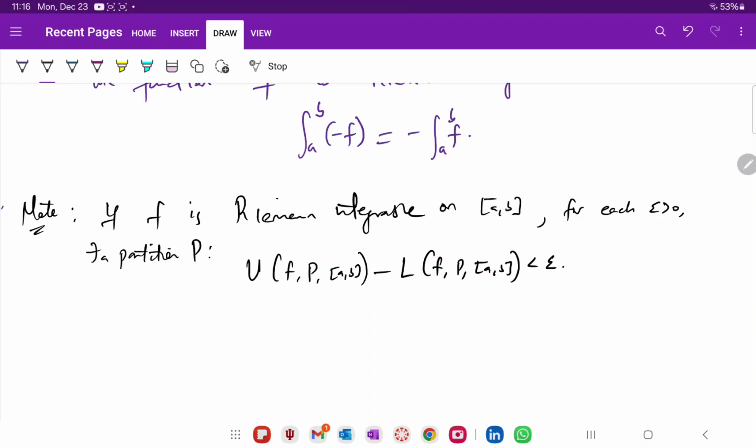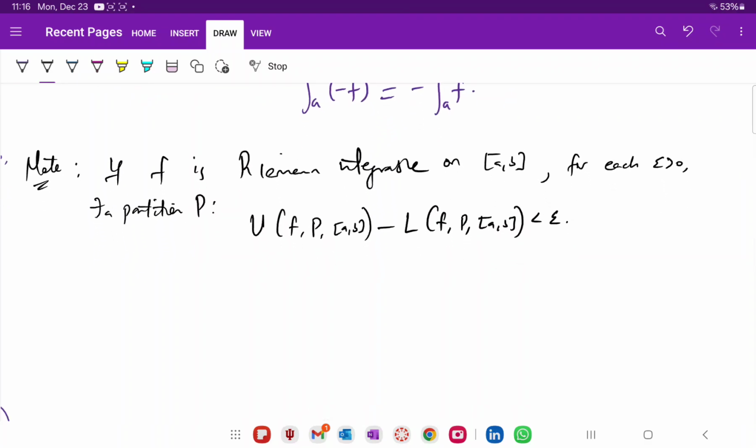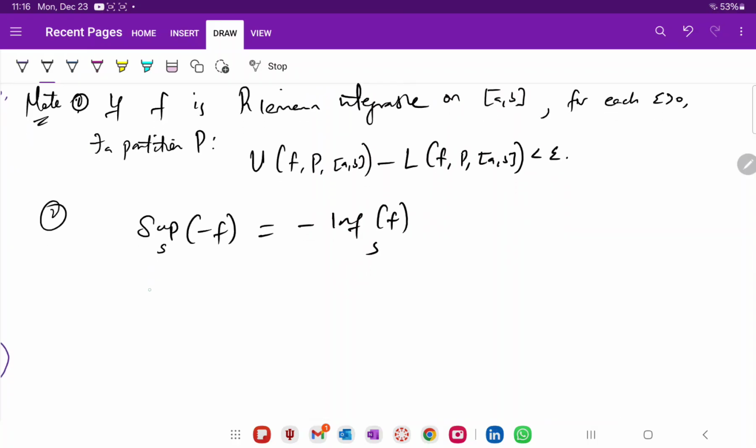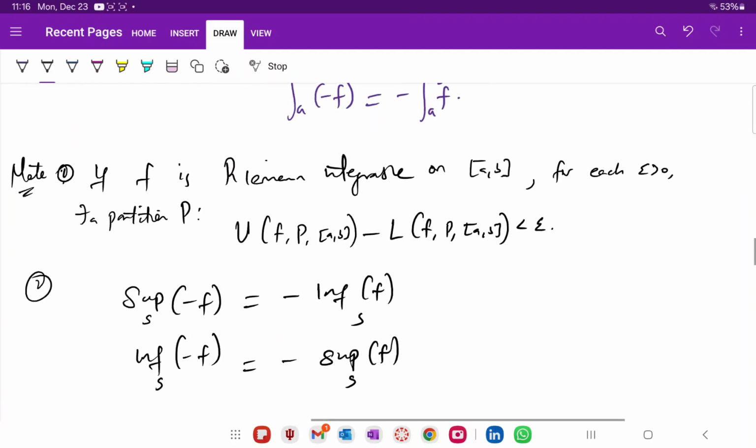Okay, also we are going to use this fact. Note that the sup of minus f(x) is equal to minus the infimum of f(x). Likewise, the infimum of minus f(x) is equal to minus the sup of f. All these are just by the properties of supremum and infimum. Alright, so let's go to the proof.